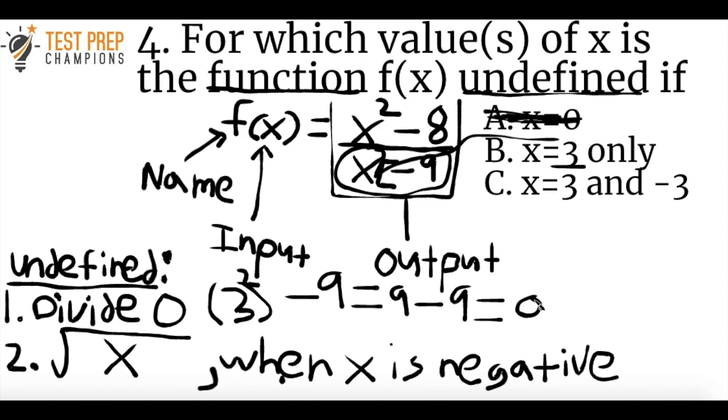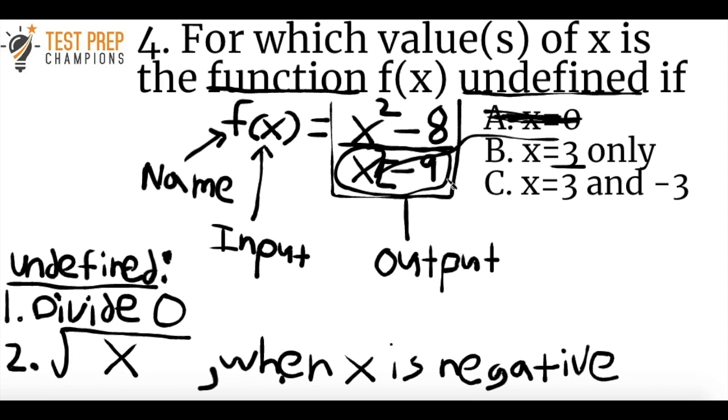So we know that the function is undefined if x equals 3. So for which value of x is the function undefined? One value for x would be 3. If you try to input 3 into the function, you're going to get 0 in the denominator, which would result in a divide by 0 error. So we know that one value that makes the function undefined would be 3. But what about negative 3?